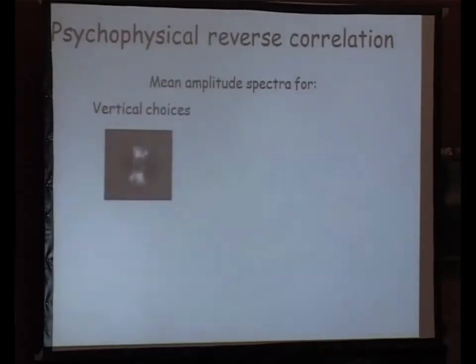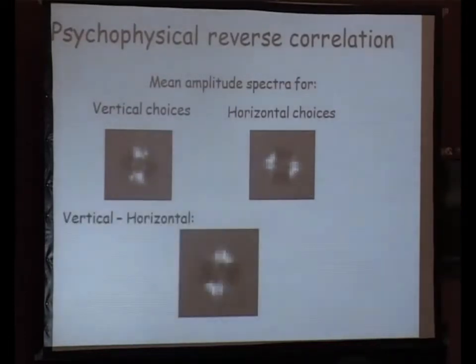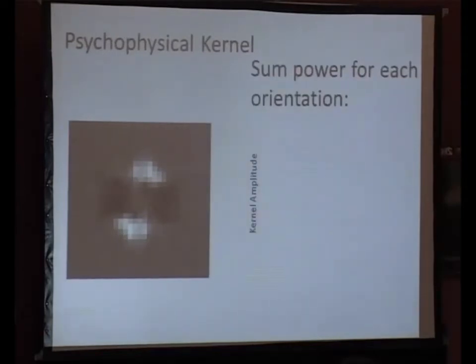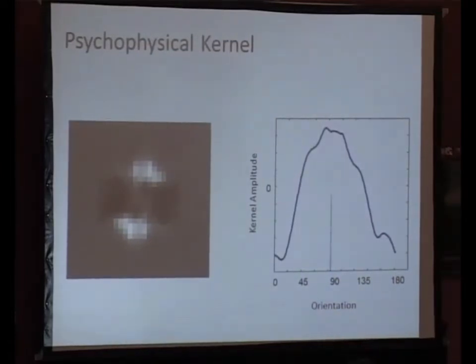So this shows you real data. This is the average power spectrum associated with all the vertical choices, and this is the power spectrum associated with all horizontal choices. This just takes the difference between the two, which then summarizes the animal's behavior. In fact, I'm going to collapse it a little bit more and average across all spatial frequencies. So I'm going to take radial sums to plot the orientation power in this image for each orientation. And this basically measures the orientations the animal is actually reporting.